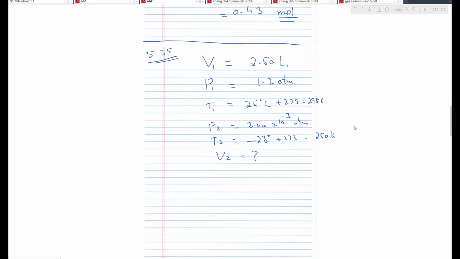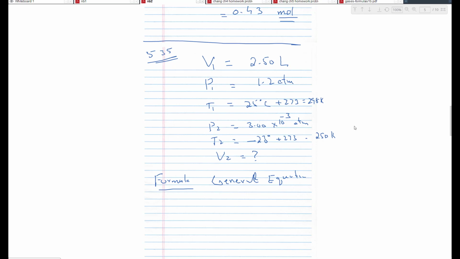Which equation do I have to use? I'd say Charles' law. No, it's the general gas equation, because everything is changing. But there are two forms of the general gas equation. One is PV equals nRT. Another one is P1 V1 over T1 equals P2 V2 over T2.